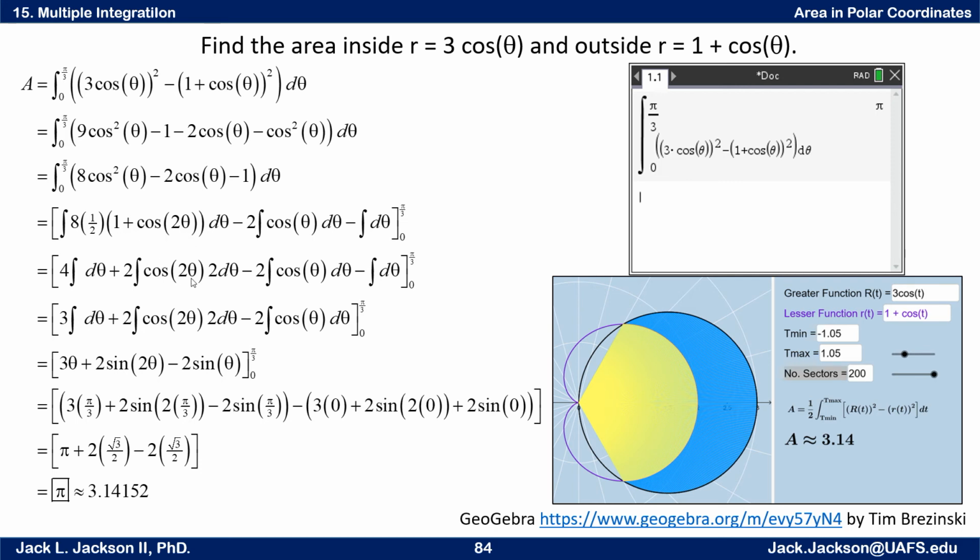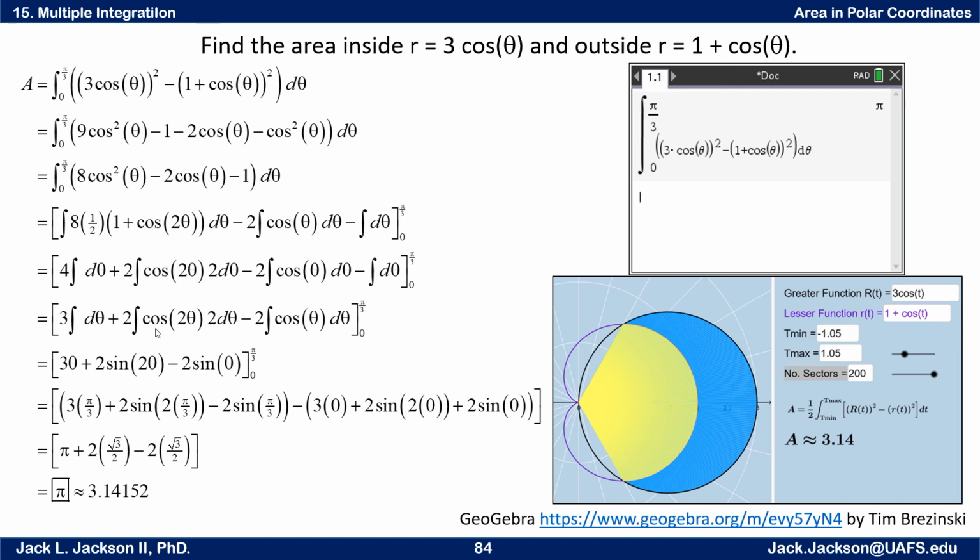Now cosine of 2 theta d theta, what we really want is cosine u du. If u is 2 theta, du is 2 d theta. So we can put a 2 here if we put a 1/2 here. Now we had a 4, so 4 times 1/2 gives us the 2 here. Now the 4 d theta here minus 1 d theta here is 3 d theta. 3 times the integral of d theta, I should say.